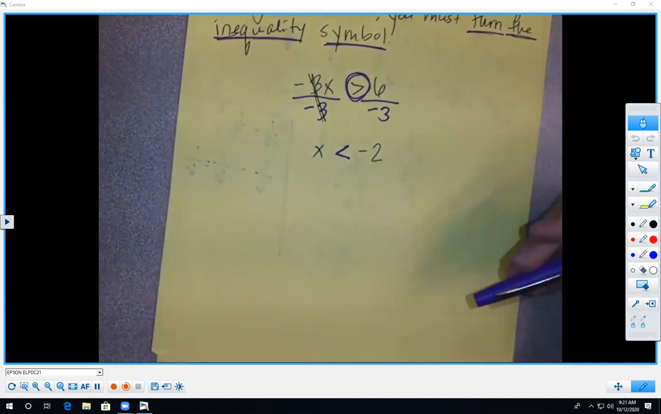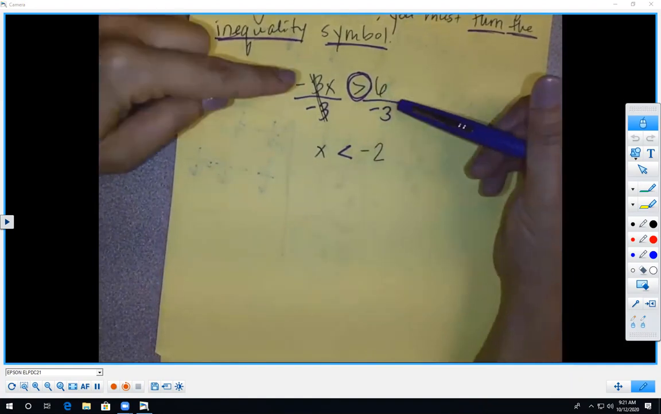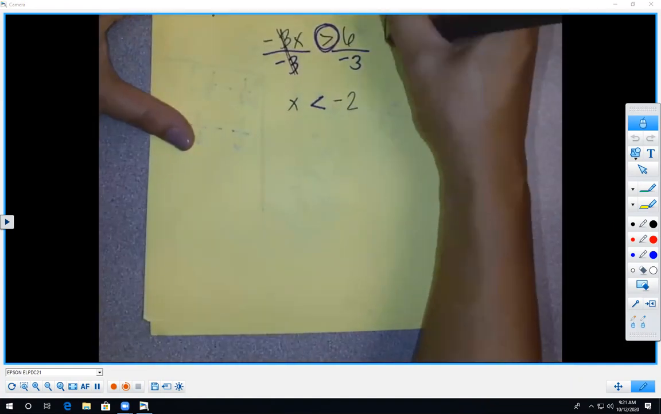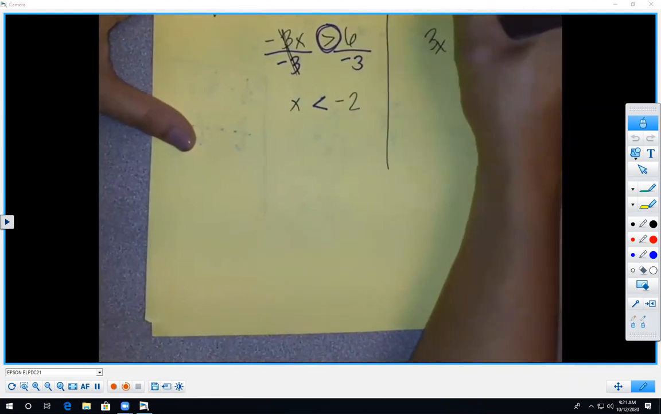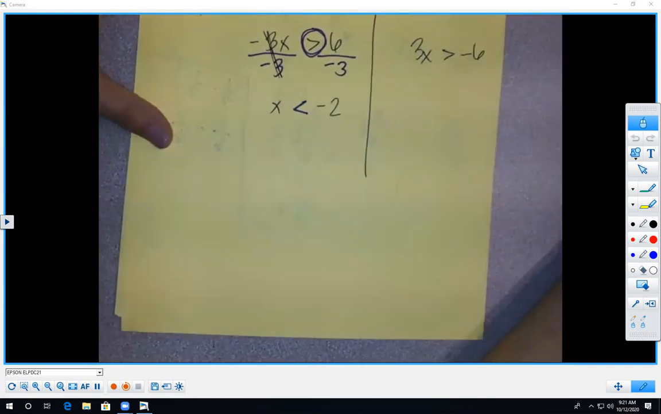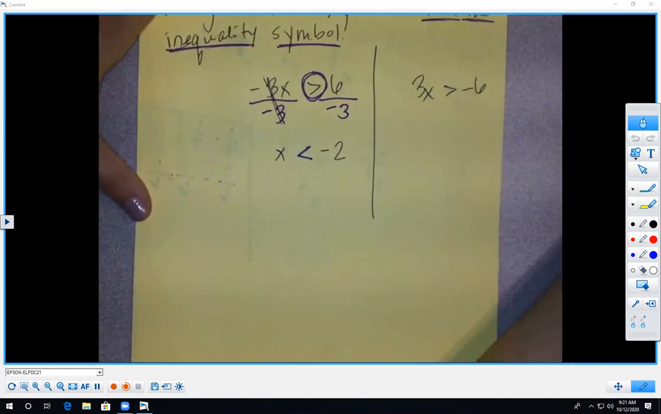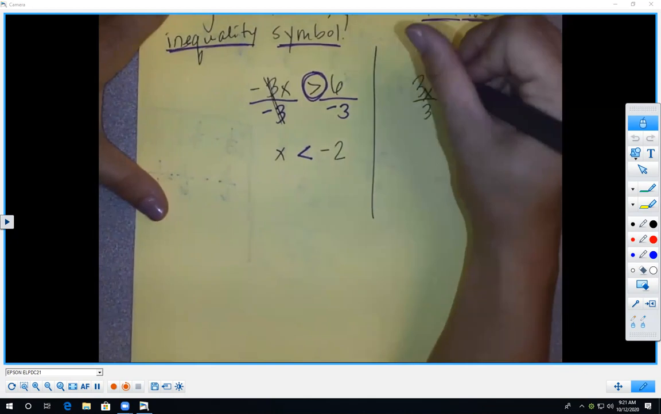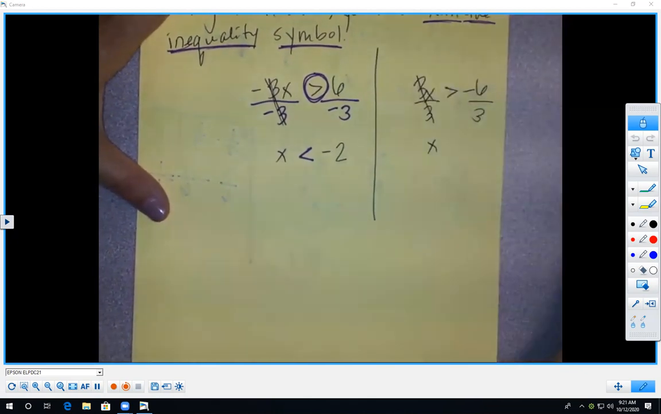So that's essentially what we're doing today. We're going to practice solving equations or inequalities. In this case, we divided by negative 3, right? If I had this problem, this is a completely different problem. If I had 3x is greater than negative 6, how would I solve that one? Divide both sides by 3. Do I flip the symbol here? Do I turn it around the other way here? Why not? I didn't actually divide by a negative number.